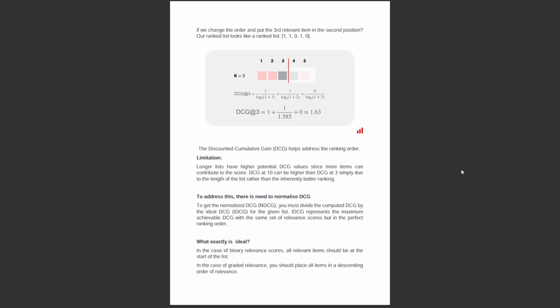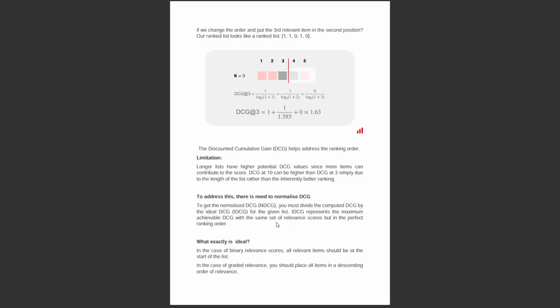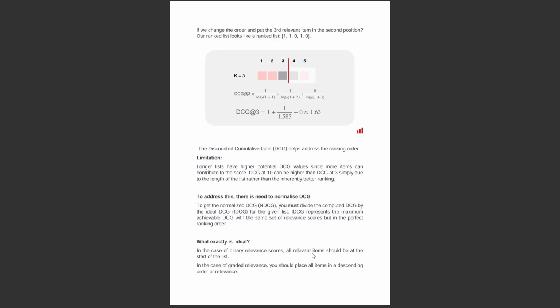You get 1.63. We are able to see here the difference between placing the non-relevant document in the middle, before the relevant document, and placing the non-relevant document at the last. If I place the non-relevant document at the last, it is going to be 1.63. If I place the non-relevant document before the relevant document, the DCG is going to be less. Here, for this example, it is going to be 1.5.